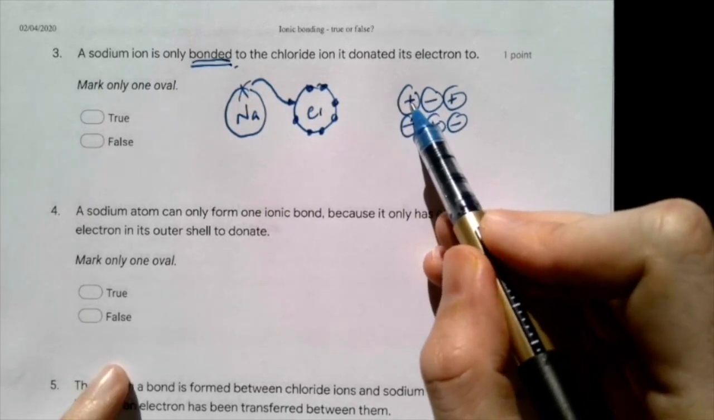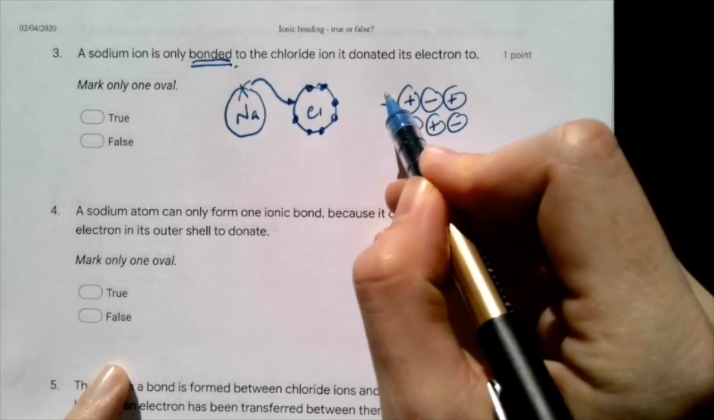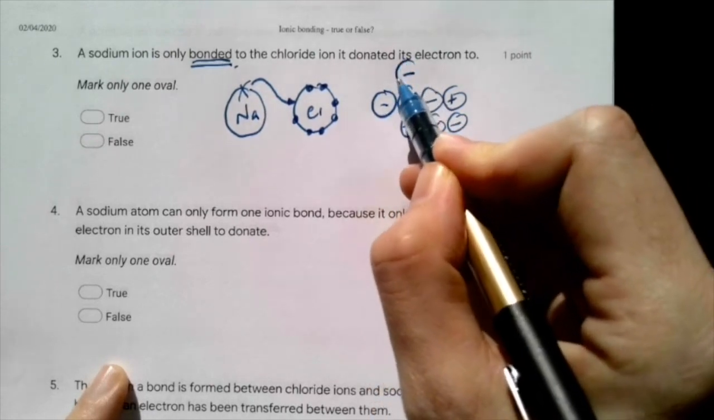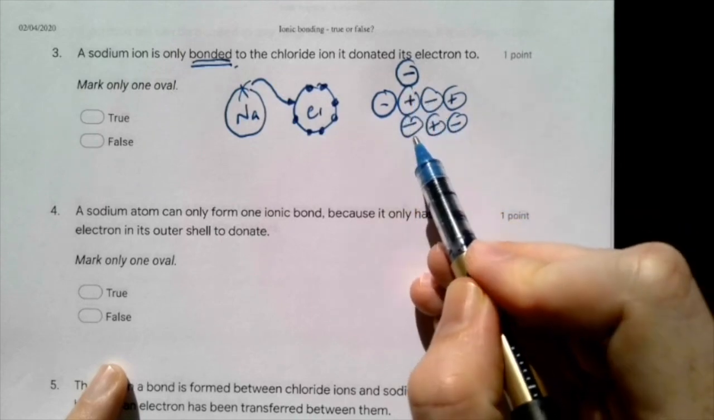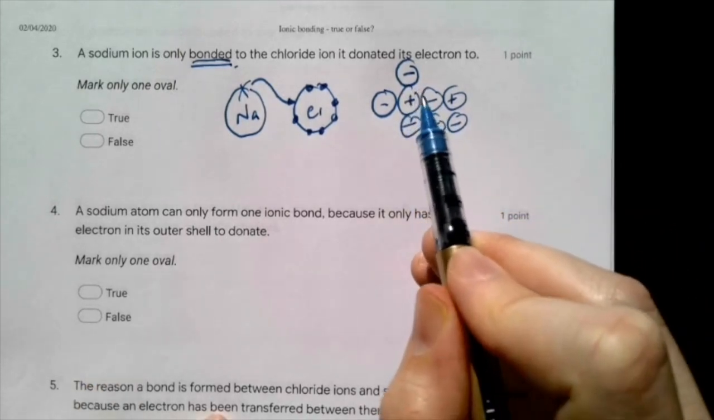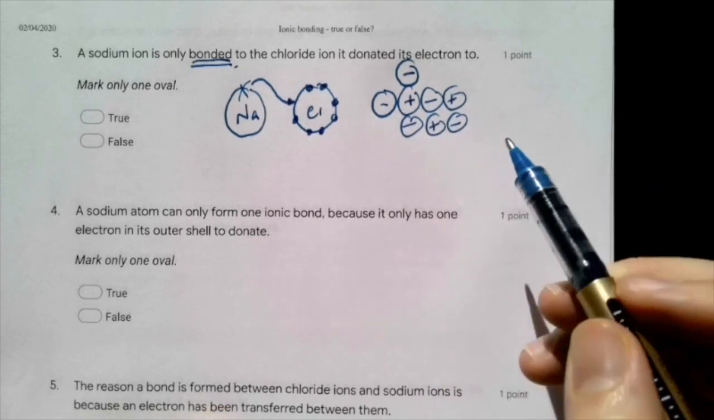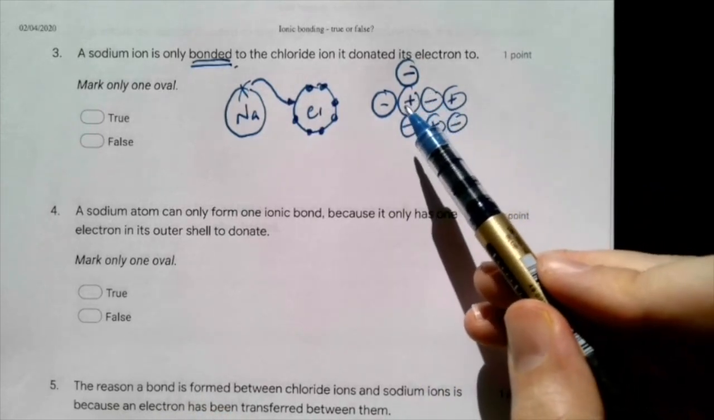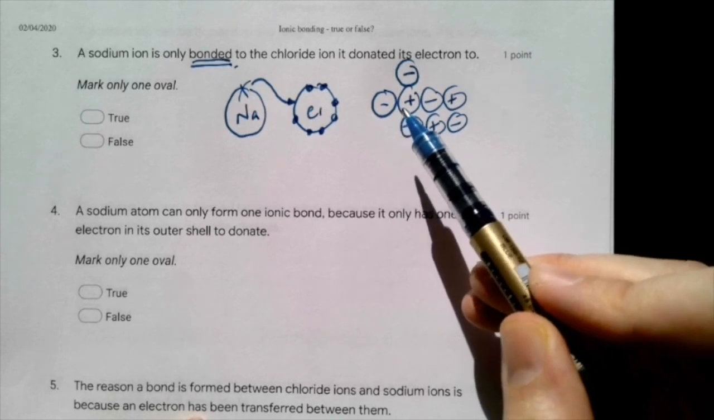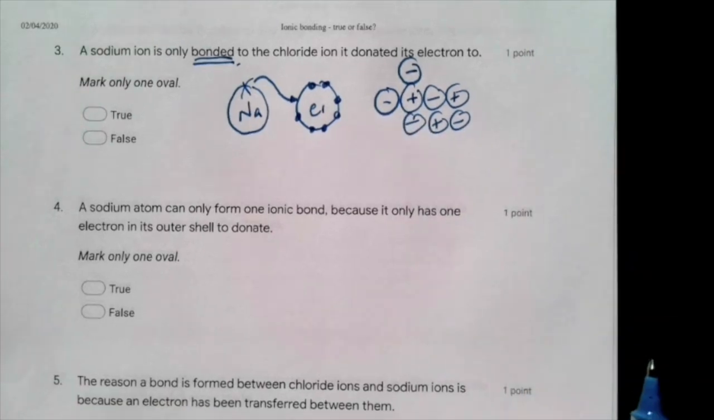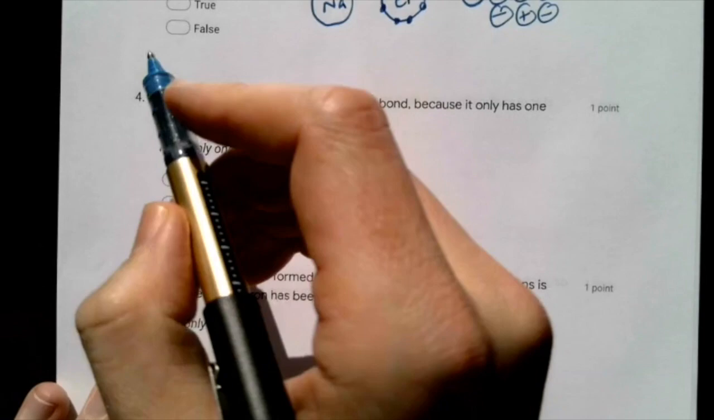The fact is that this positive ion is surrounded by negative ions. So there's one to the left, one to the top, one to the right, one to the bottom, and there's one above it coming out of the paper, and there's one below it going into the paper. So it's surrounded by negative ions, so it's bonded to all of those because the bond is the attraction between oppositely charged ions. Okay, next. So that is false.